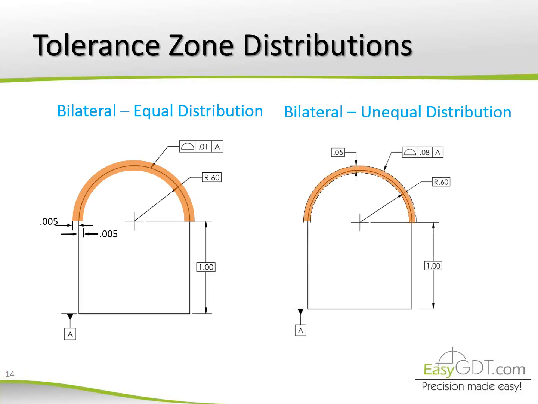Bilateral, unequal distribution, is recognized by the phantom lines offset the profile. The tolerance zone is a uniform boundary, but in this case displaced outward 0.05 from the ideal profile, and the rest inwards, as indicated by the basic dimension from the phantom line to the ideal profile.